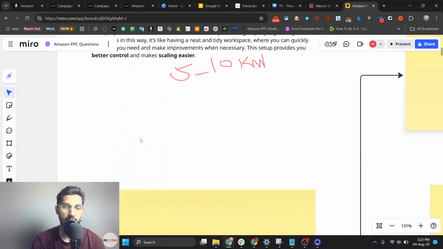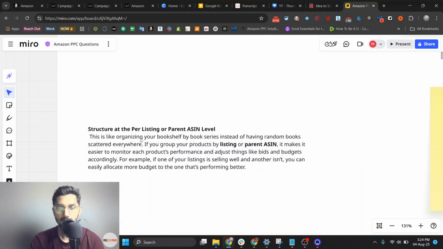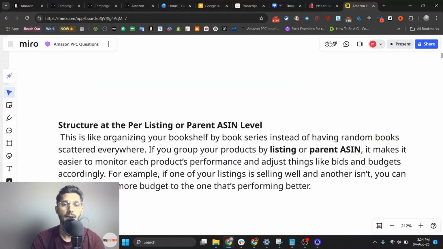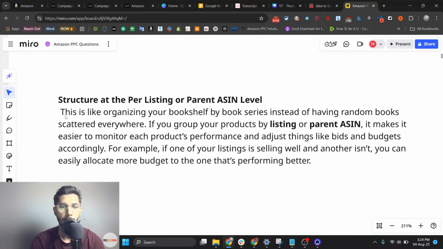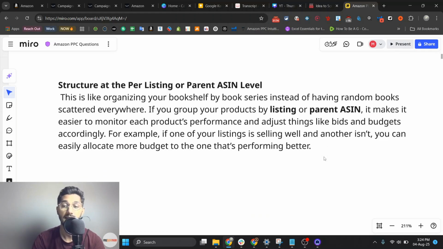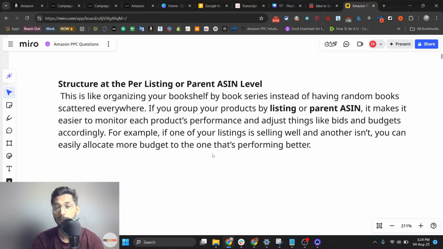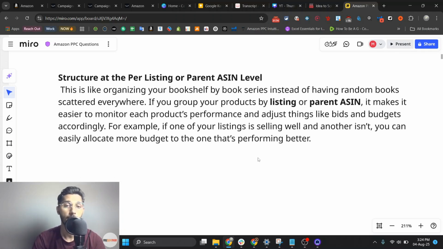So the second tip is to structure it per listing or parentation level. This is like organizing your bookshelf by book series instead of having random books scattered everywhere. If you group your products by listing or parentation, it makes it easier to monitor each product's performance and adjust things like bids and budgets accordingly. For example, if one of your listings is selling well and another isn't, you can easily allocate more budget to the one that's performing better.